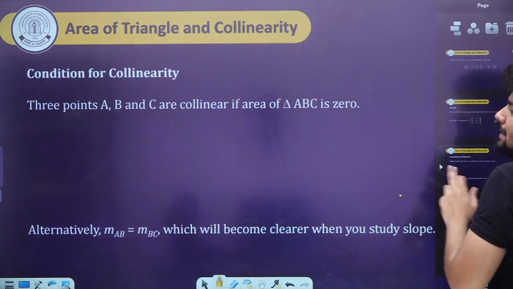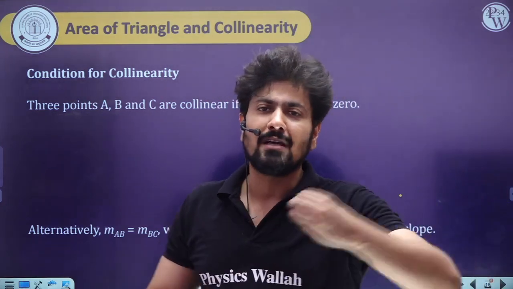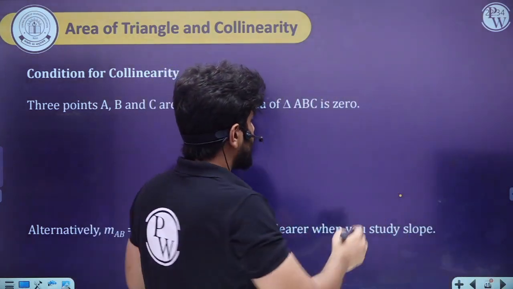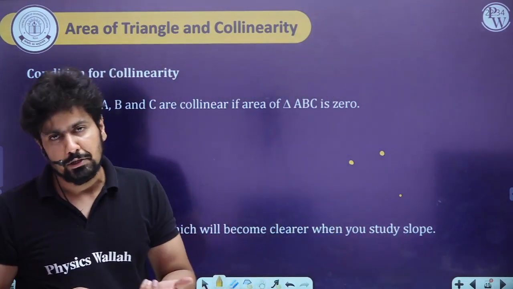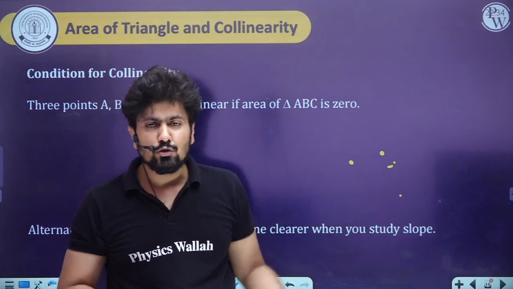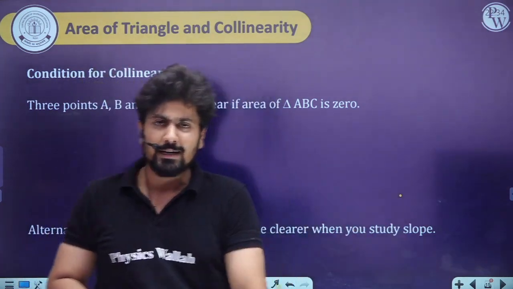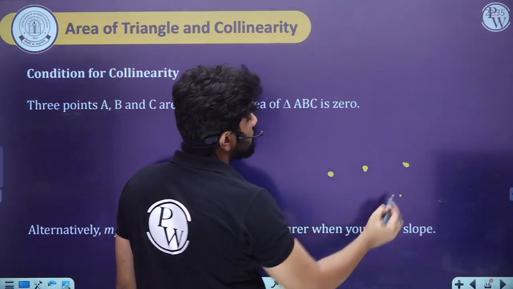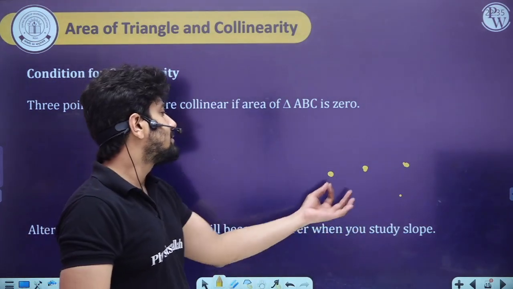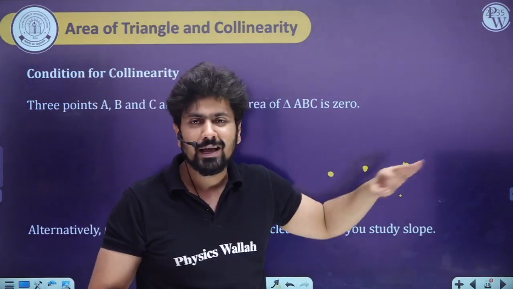Now, condition of collinearity. What do we mean by collinearity? Collinearity means that the points are on the same straight line. Whenever we are talking about collinearity, two points are always collinear, because from two points a straight line can be passed, right? But if there are more than two points, now comes the question of collinearity. Whether these three points are collinear or not, whether they are on the same line or not.